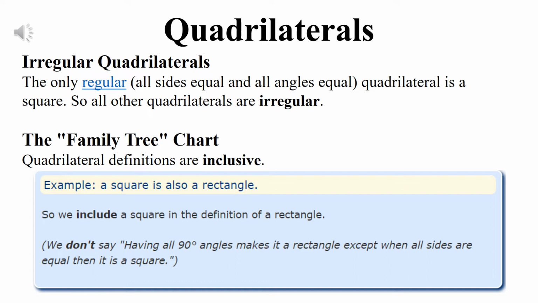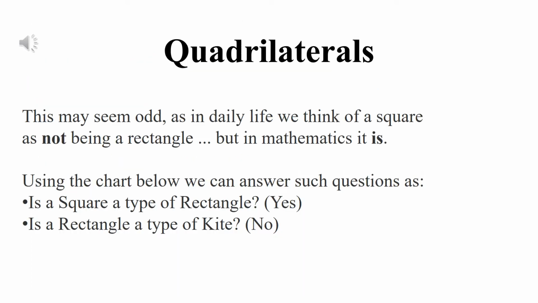Example, a square is also a rectangle. So we include a square in the definition of a rectangle. We don't say having all 90 degree angles makes it a rectangle except when all sides are equal, then it is a square. This may seem odd, as in daily life we think of a square as not being a rectangle, but in mathematics it is.